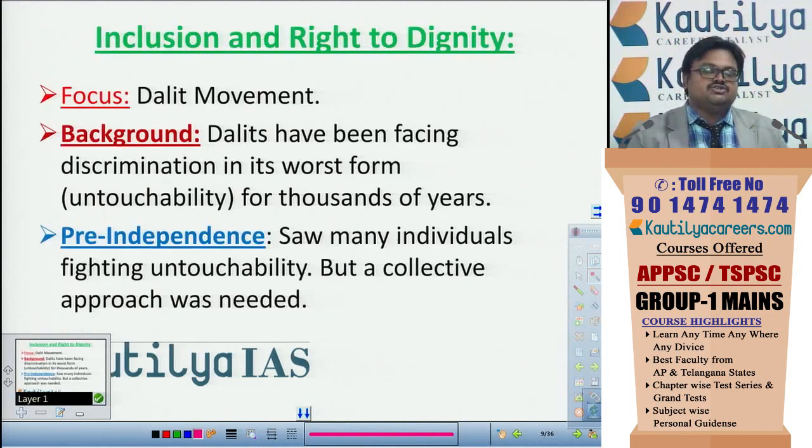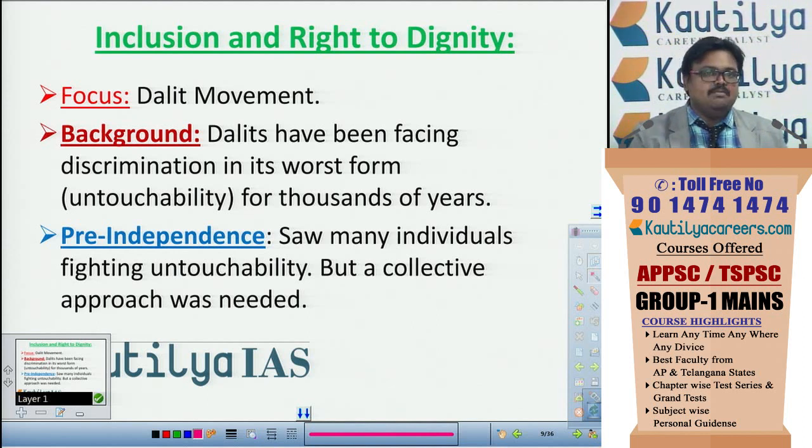Okay, thank you. So the second article is related to Dalit movement. Now recently we have seen the Dalits have been agitating. They are coming onto the streets and agitating. Let us look at the reasons why they are agitating. Before that, let us look at the background. Now Dalits have been facing discrimination in its worst form, which we call untouchability, for thousands of years.